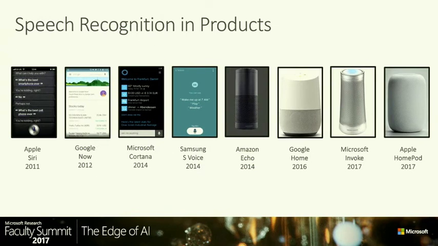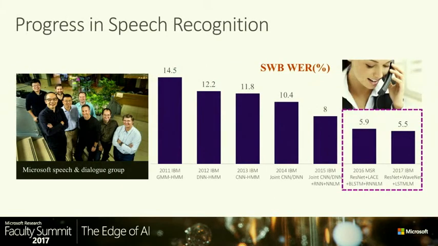Thanks to the significant achievements in deep learning technologies in recent years, there has been great progress in speech recognition. More and more speech recognition applications have surpassed the threshold for adoption in some real-world scenarios and enabled services such as Microsoft Cortana, Apple Siri, and Google Now to be commonly used. And more recently, the speaker products receive tremendous interest from the industry, such as Amazon Echo, Google Home, Microsoft Invoke, and Apple HomePod. This was also shown in the earlier speakers' slides.